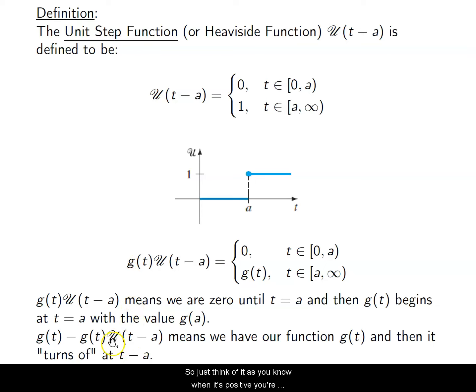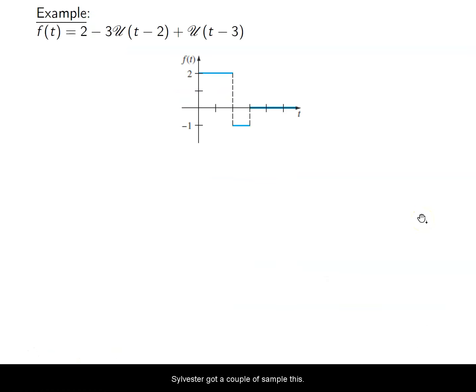So just think of it as, when it's positive, you're adding to whatever you have already. So in this case, I'm 0 until a value of a, where my function will then begin. Here, I already have my function going, and I'm going to subtract from my function itself all of its values after this point, which will switch this around and make me have 0 after a instead of actual values at a. Okay, so let's look at a couple examples of this.